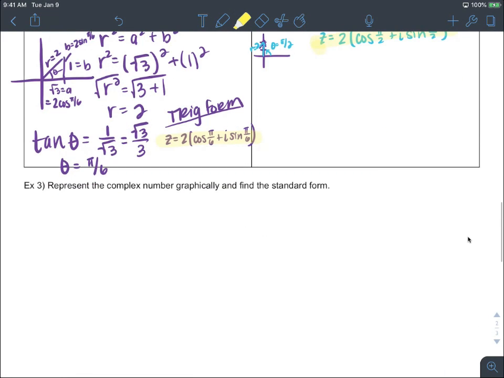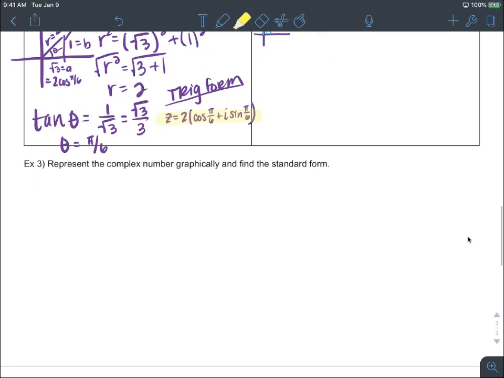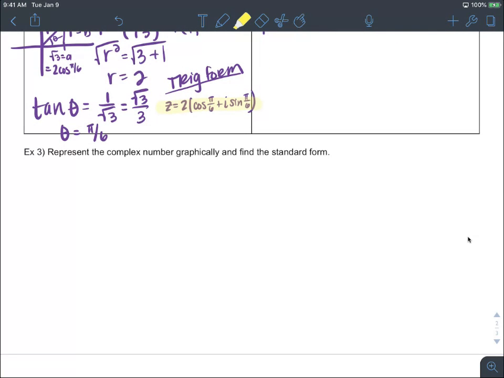Okay, the last thing. Represent the complex number graphically and find the standard form. Okay, so we're going to do part A. z is equal to the square root of 8 times the cosine of negative pi over 3 plus i sine of negative pi over 3. Okay?